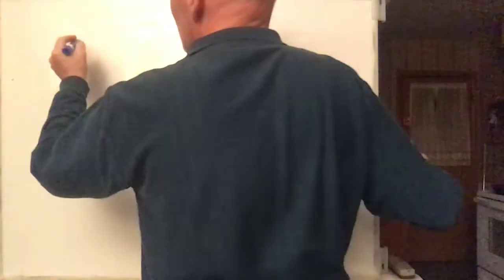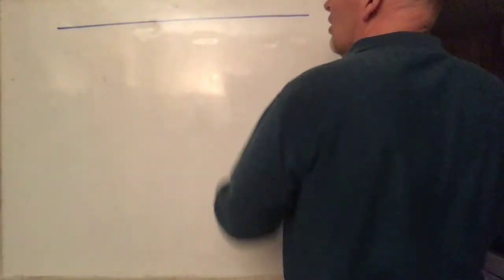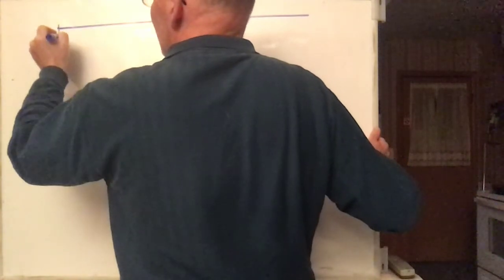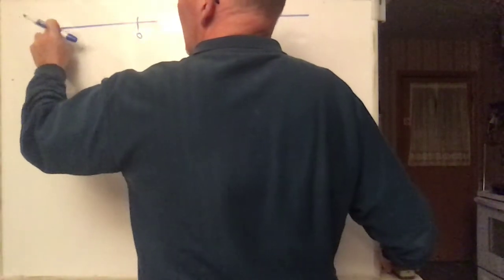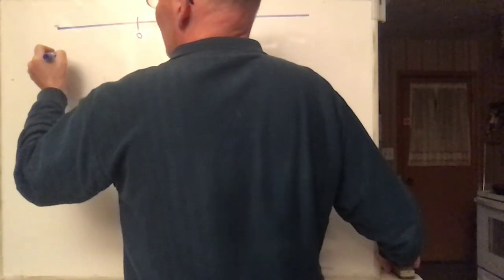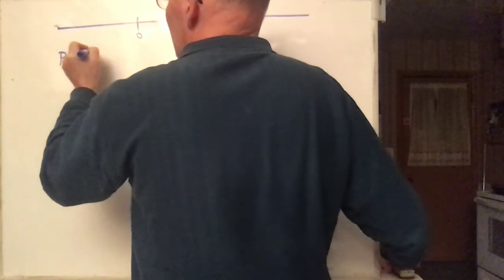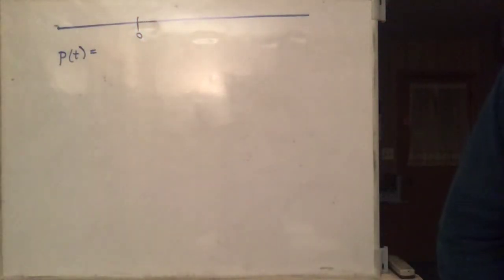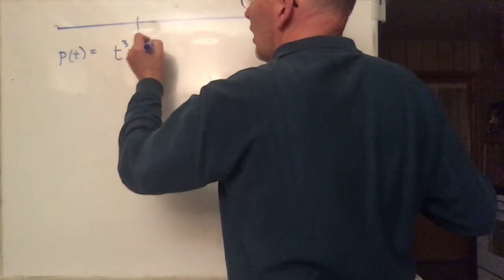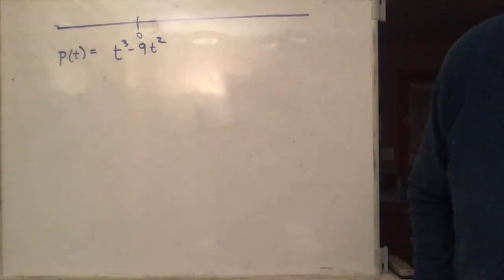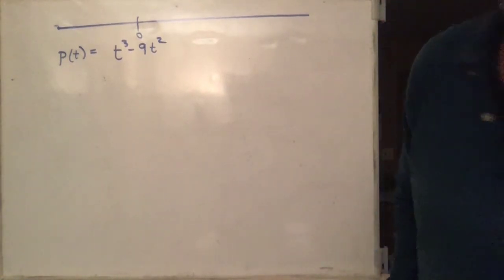Let's try one more. Suppose you have something that's moving along a line, and the position of this thing moving along the line, say 0 is right here, there's 0. And let's say that the position of this thing along the line is given by t cubed minus 9t squared plus 15t plus 7.